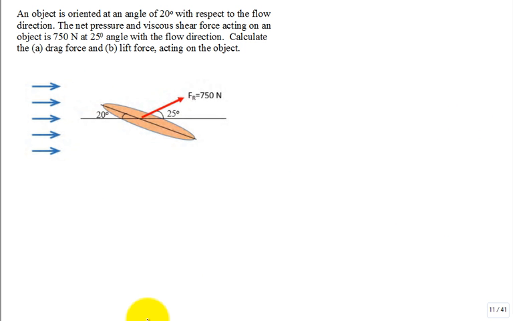Here's a problem. An object is oriented at an angle of 20 degrees. So there's an axis to the object, and the axis of the object is oriented 20 degrees to the flow direction. That's why they're showing this 20 degrees right there. The net pressure and viscous shear force, so two contributions, pressure force and shear forces, acting on the object is a force that is 750 newtons at an angle of 25 degrees with the flow direction as shown. So there's a 25 degrees. Calculate the drag force on this object. Calculate the lift force on this object.